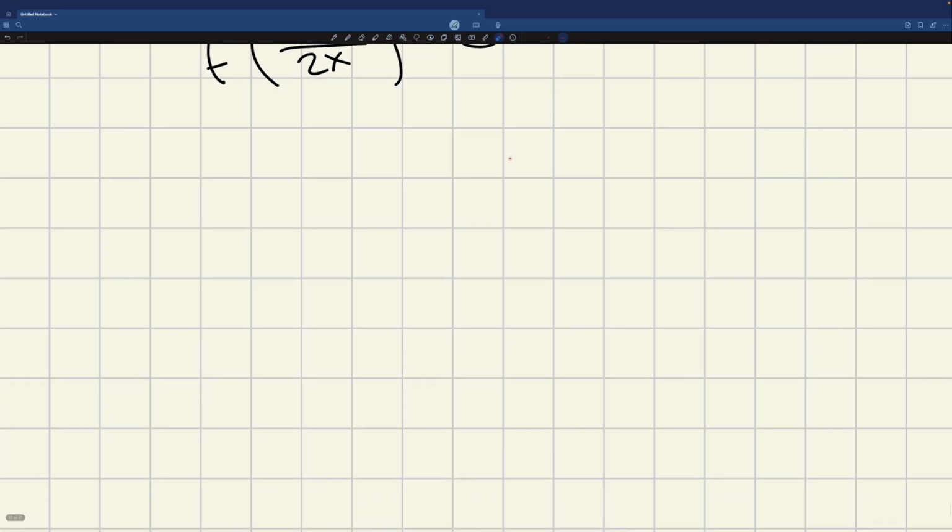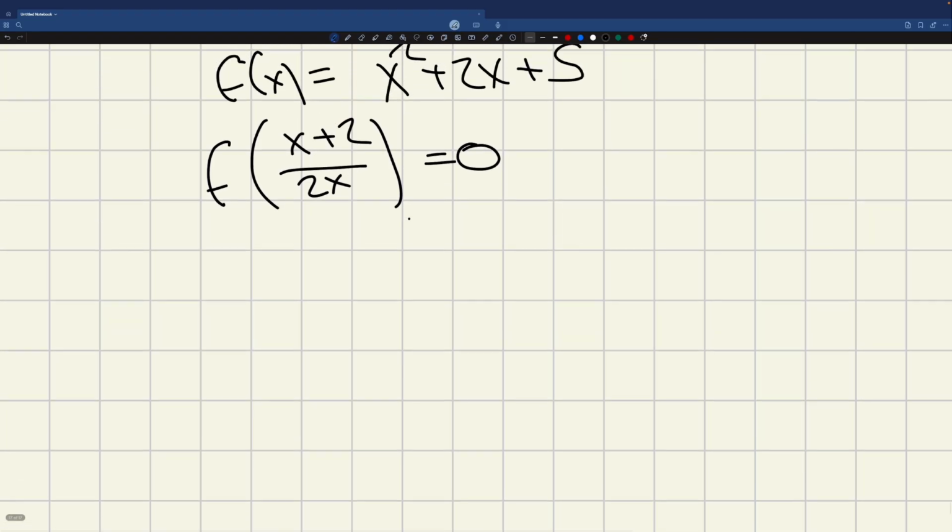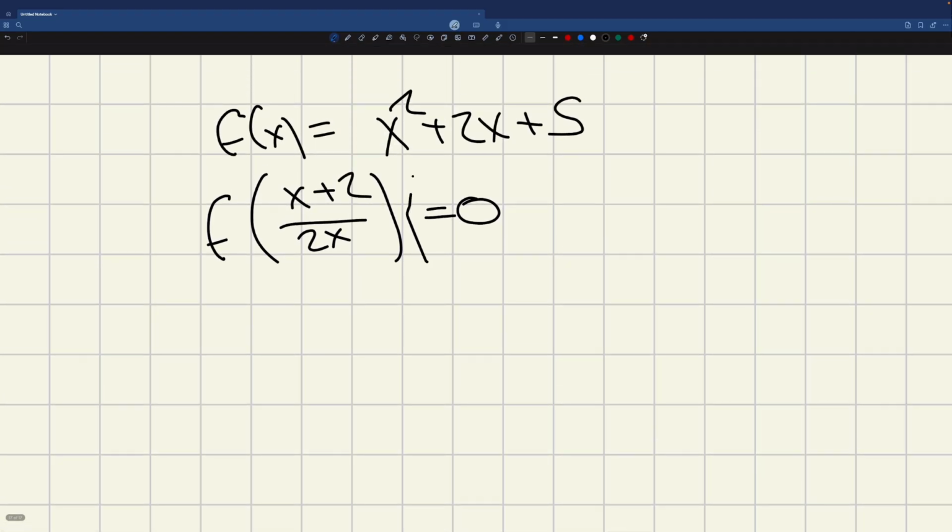Now that actually brings me to the next topic, and I was planning to put this in a separate video, but okay, since we're quite ahead of time, why not put this in the same one? This topic is inverse functions. Now, what are inverse functions? Inverse functions are the inverse of a function.